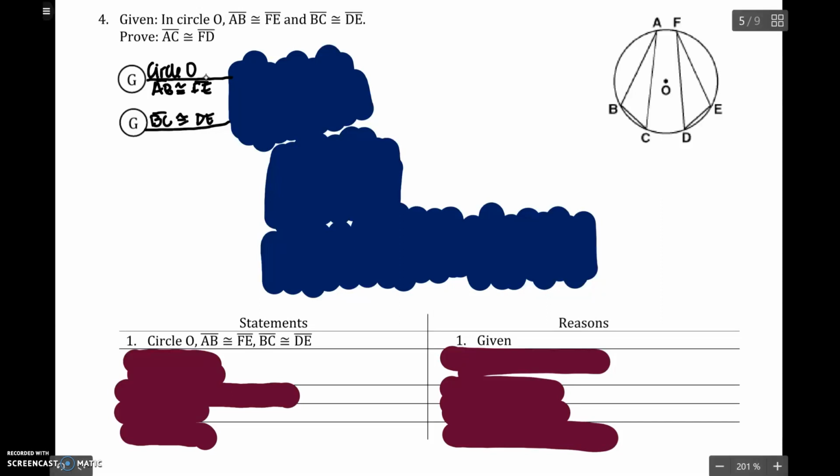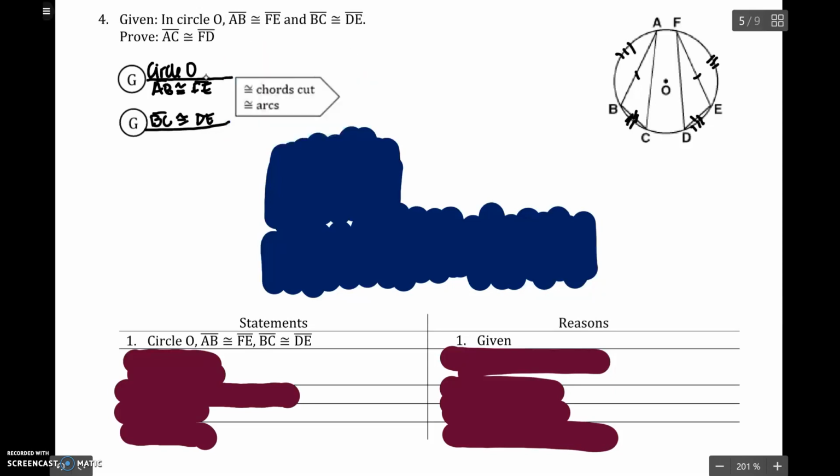The first thing I'm going to notice is if I have congruent segments, then that means the arcs outside of them have to be the same as one another as well. So, congruent chords cut congruent arcs. If chord AB is congruent to chord FE, then arc AB is congruent to arc FE. And the same thing with BC and DE.